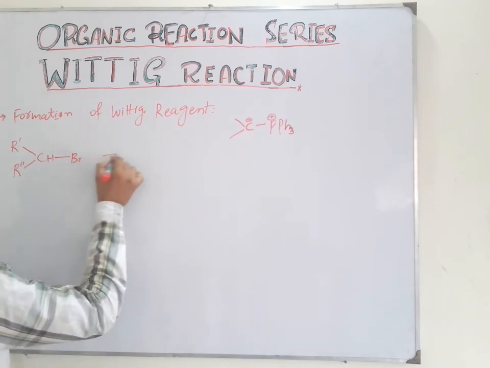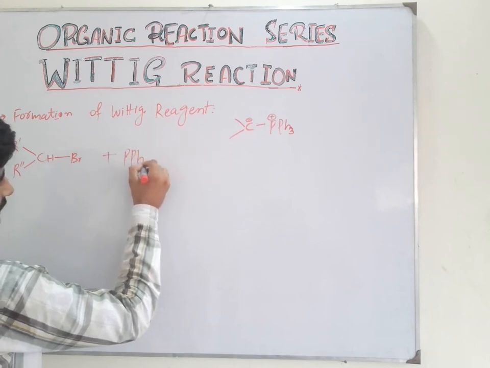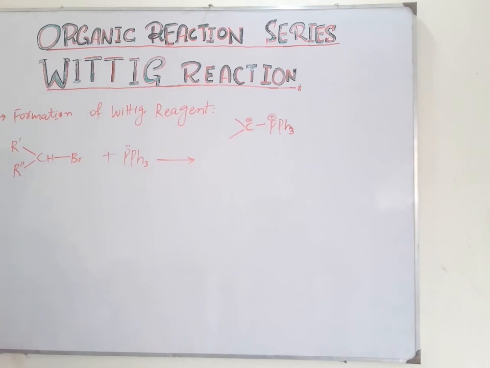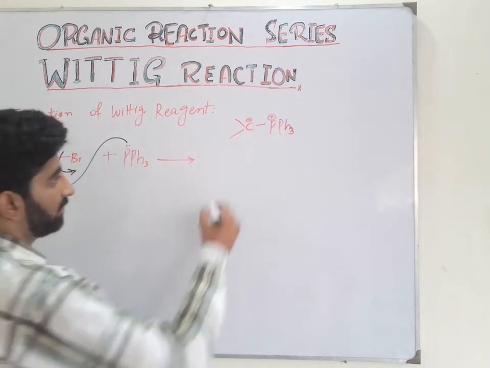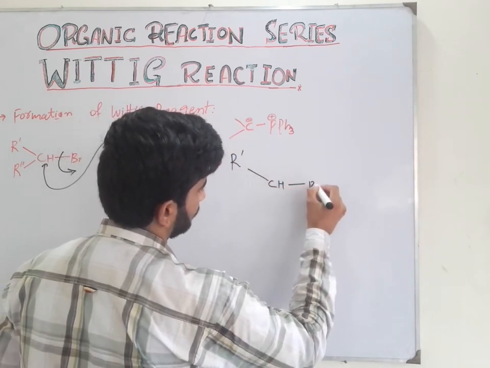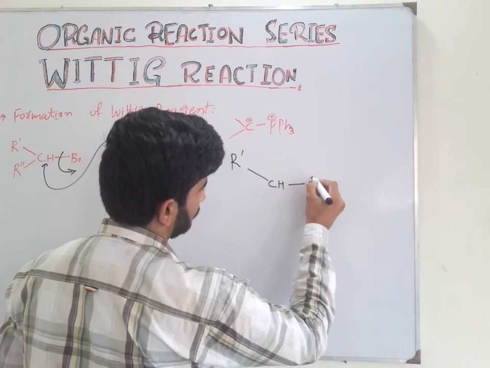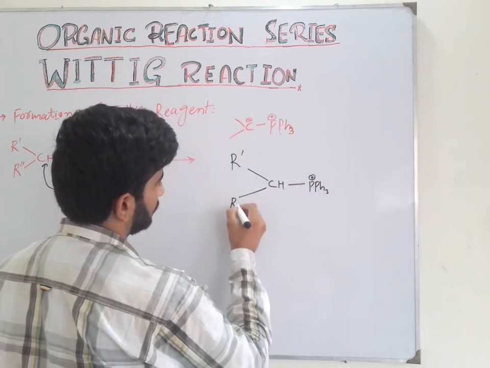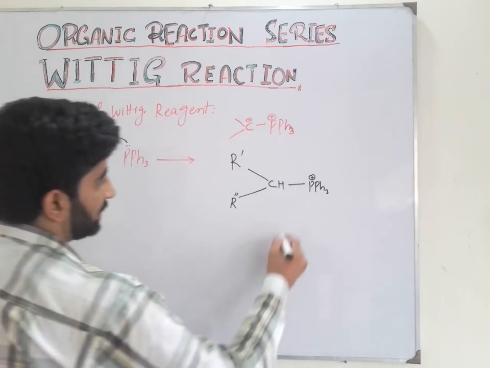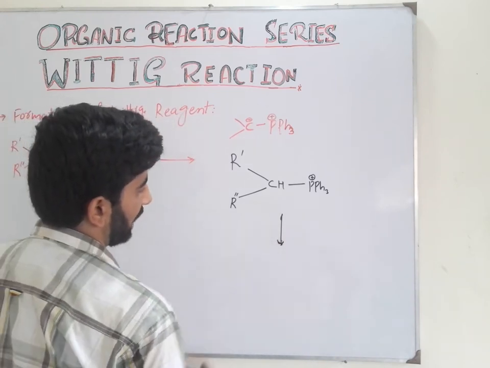Then we add triphenyl phosphine. This lone pair of electrons attacks the electrophilic carbon, bromide ion is eliminated, and there is formation of this intermediate.